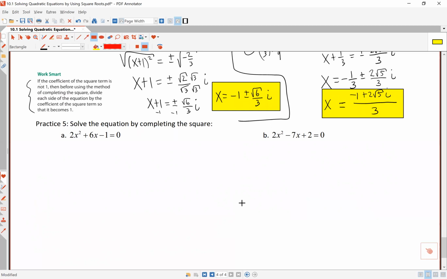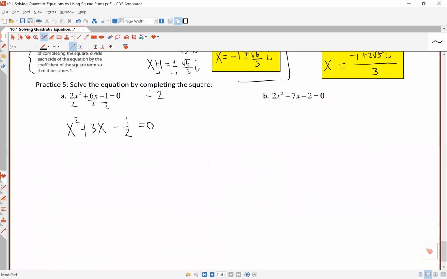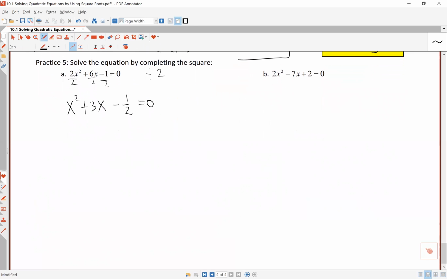So we want to come along and get rid of the 2 in front of the x squared. We achieve this by dividing everything by 2. That gives me x squared plus 3x minus 1/2. We want to isolate the x squared and the 3x terms by adding 1/2 to both sides.